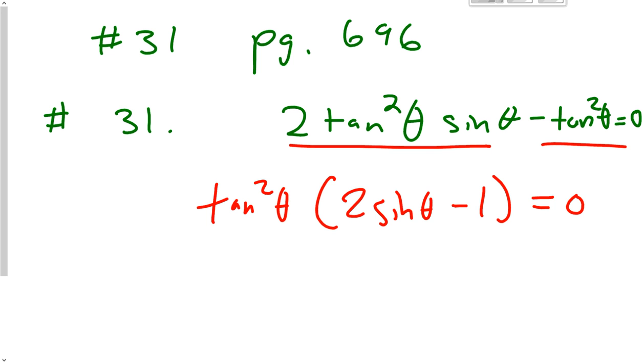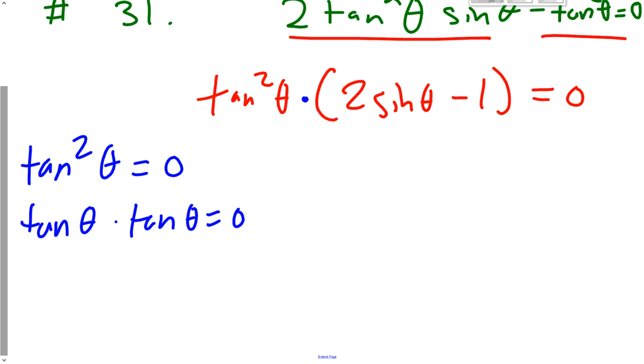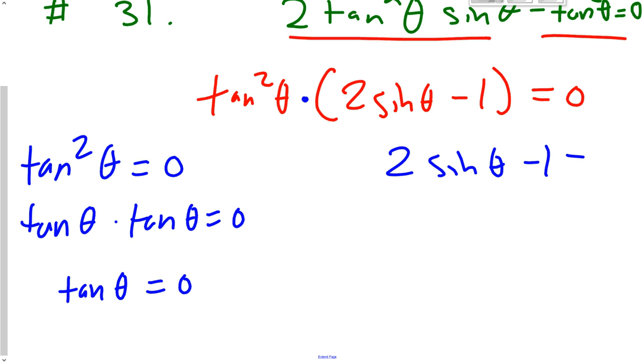Now we can use our zero product property because we're multiplying here. So that means tan squared of theta equals 0. Here we have two things as well, right? That's tangent of theta times tangent of theta. They both equal 0, so they're going to be the same thing. So we're looking for where tangent of theta is 0. And here's our second one. We have 2 sine of theta minus 1 equals 0. So that means sine of theta equals 1/2. So what angle gives us a 1/2 for sine?